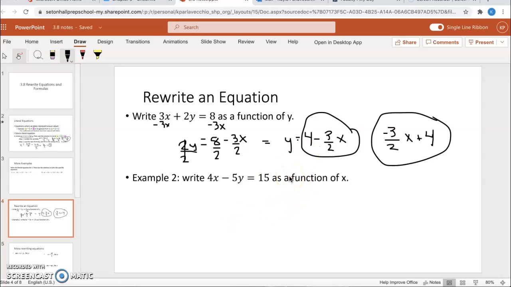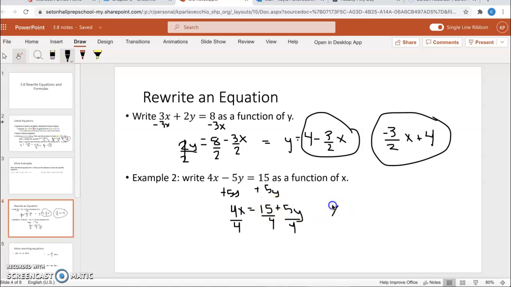For this example, we're going back to solving for x. So I want to get x by itself. So the first thing I would do is add my 5y on both sides of the equation. And I'm left with 4x is equal to 15 plus 5y. And then to fully isolate x, I want to divide everything by 4. Divide and divide. I can't simplify any of these by 4 because neither of these are multiples of 4.